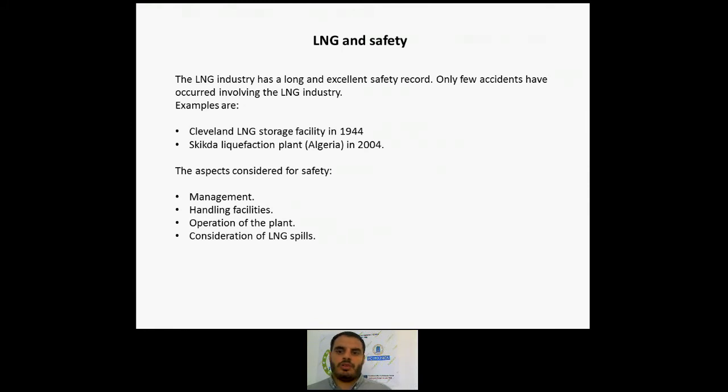Another ship was brought alongside, and the cargo was pumped out of the El Paso Paul Kaiser into the second ship. The El Paso Paul Kaiser was righted and sent to the shipyard for repairs and eventually returned to service. Now, let's consider some possibility of LNG spills. This is the last one: consideration of LNG spills.